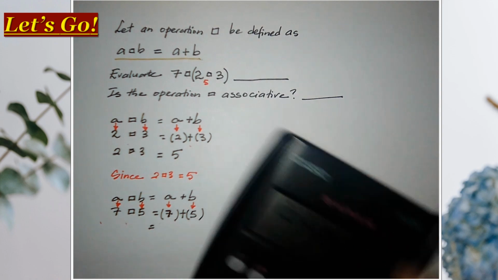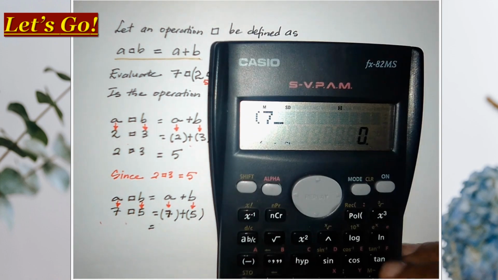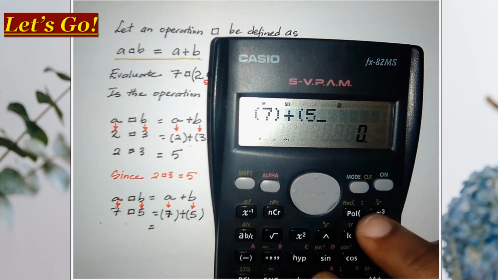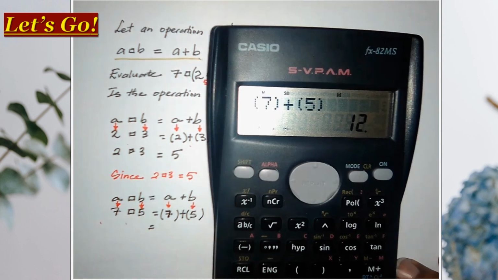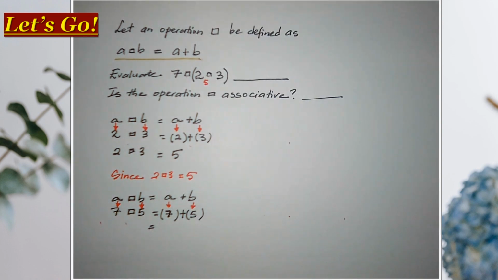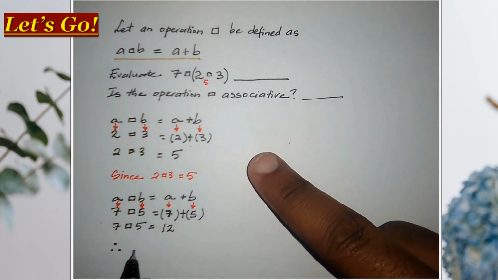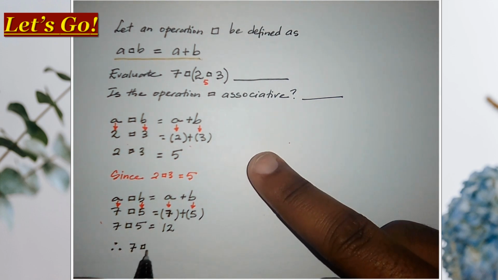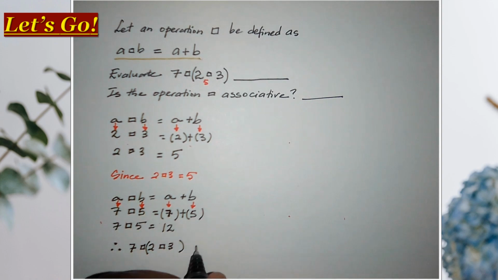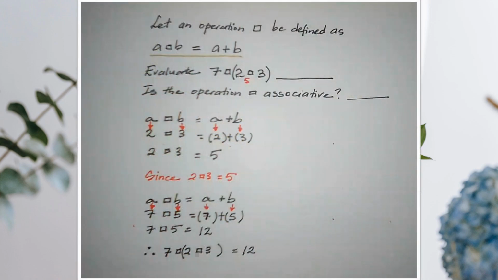So I'm going to use my calculator. Bracket 7 plus this 5. Just like how I wrote it, that's what I put in. And that's 12. So 7 box 5 is equal to 12. Therefore, 7 box (2 box 3) with these in bracket is going to be equal to 12. So we're going to put 12 right here.